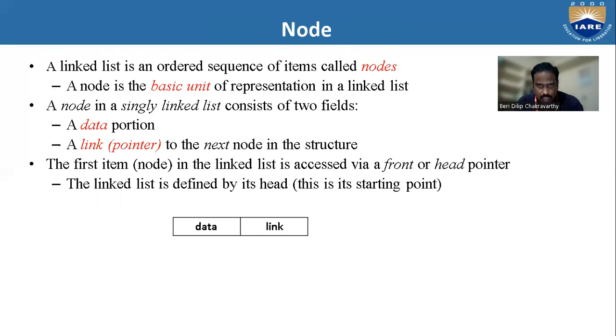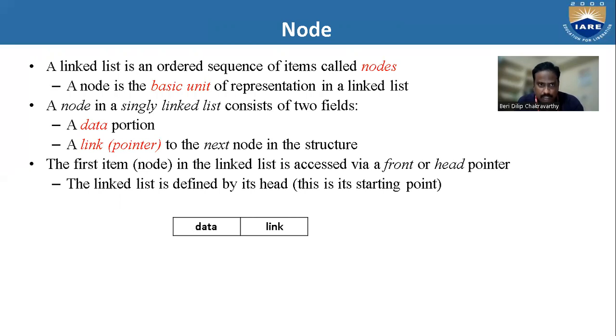Each node consists of two parts. In a singly linked list, a node consists of two fields: a data part and a link part. What does the data part consist of? Whatever data you are collecting will be stored in the data part. In the link part, you store the address of the next node.